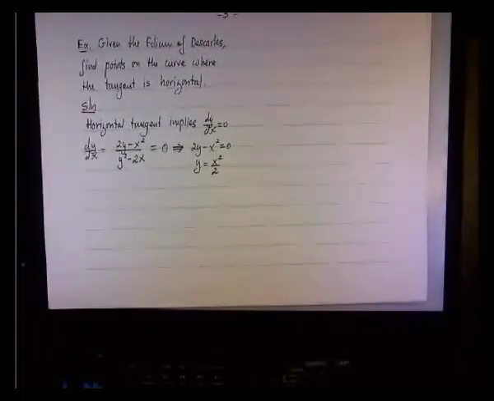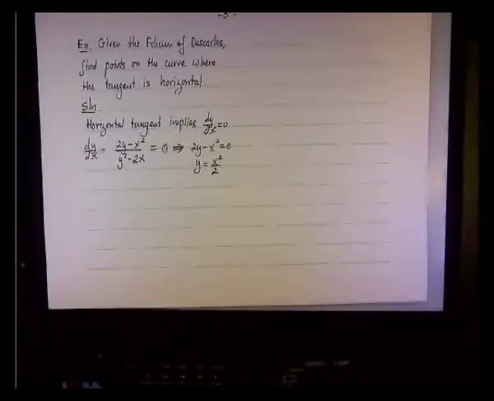Plug it in. So where? Where the y is. Substitute y equal x squared over 2 in the original curve.